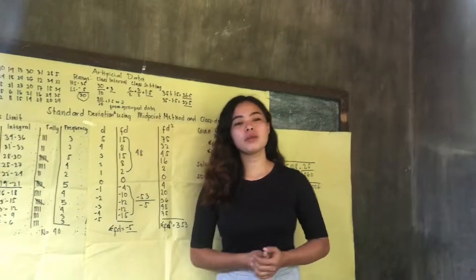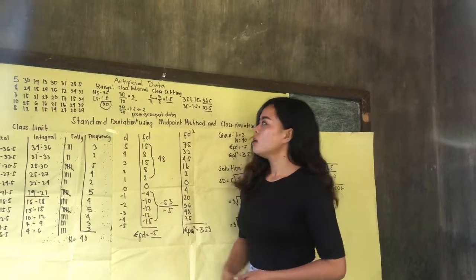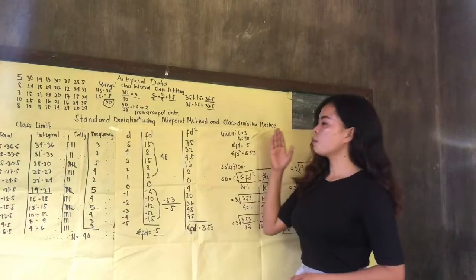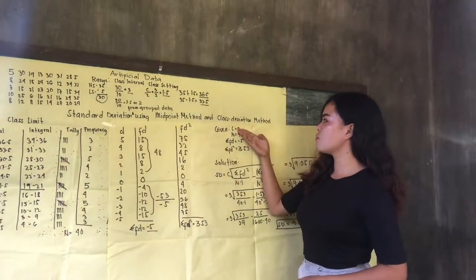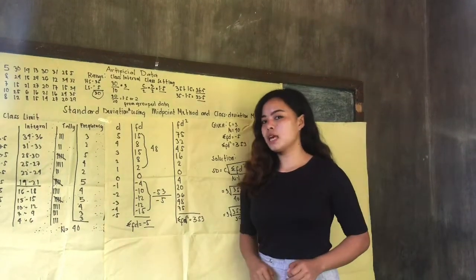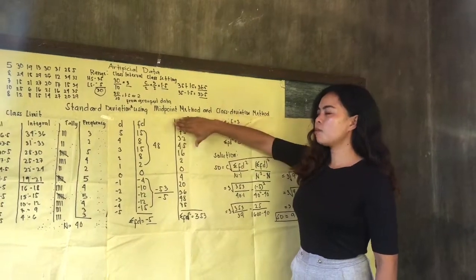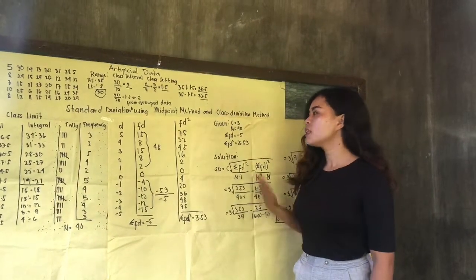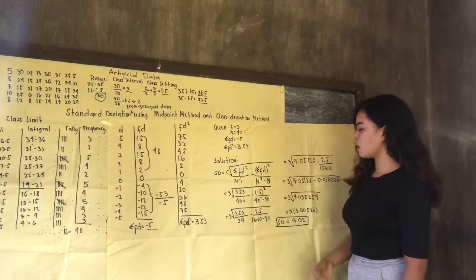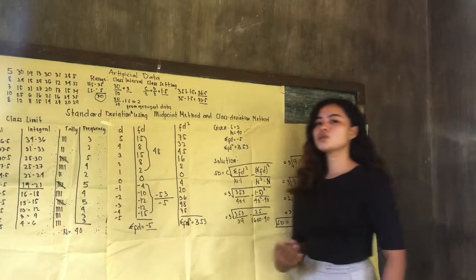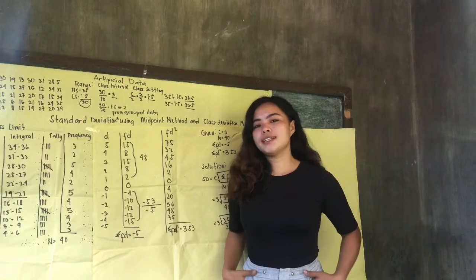Now to determine whether your answer is correct or not, the answers of these two methods, the midpoint method and the class deviation method, must be the same. As you remember, in our computation for the midpoint method we had the total value of 9.2, and in our class deviation method, we had the total of 9.2. That will be all. Thank you and God bless us all.